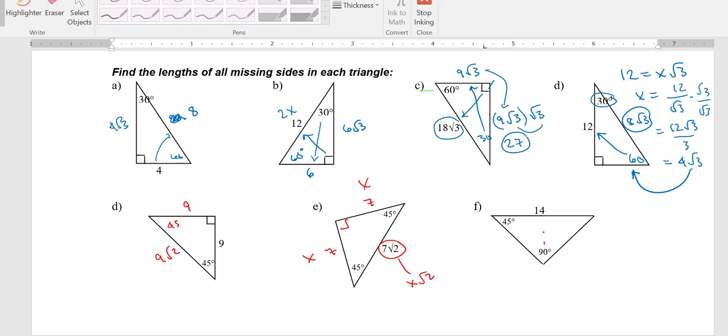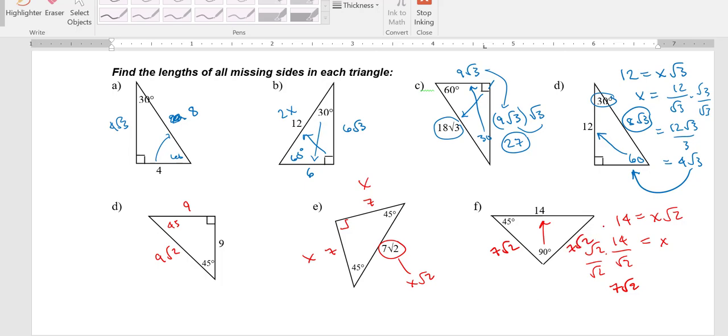And now this side is 14, so 14 is equal to x root 2. Solve for x: x is equal to 14 divided by root 2, which is going to be 7 root 2. So these will each be 7 root 2.